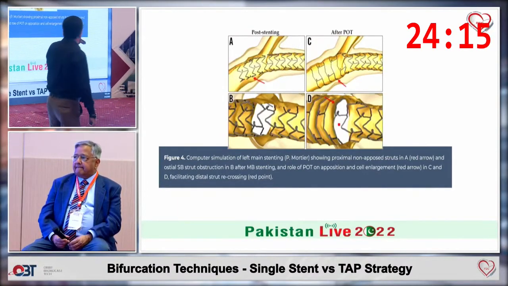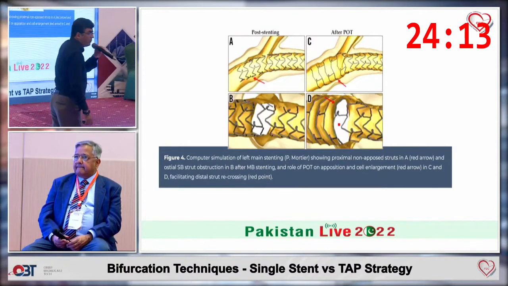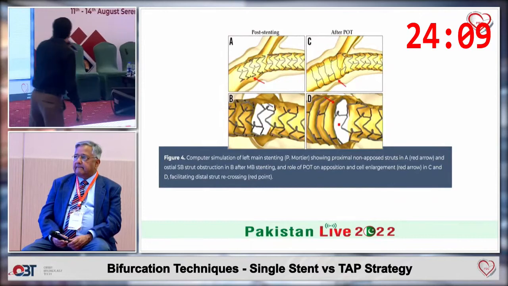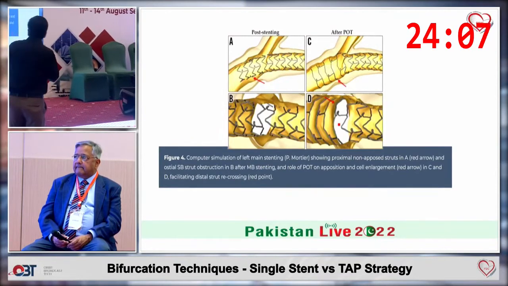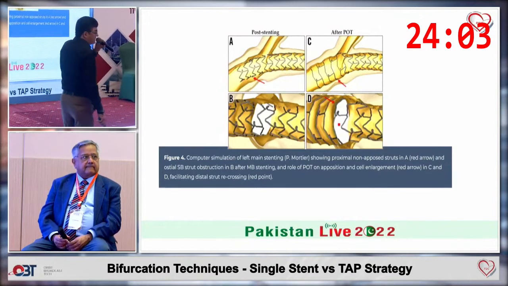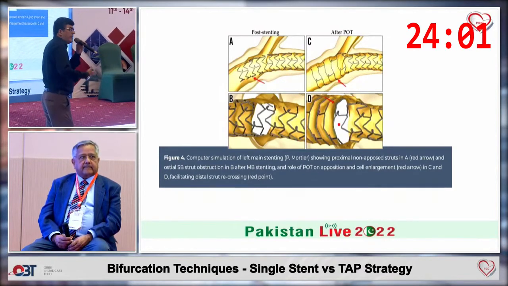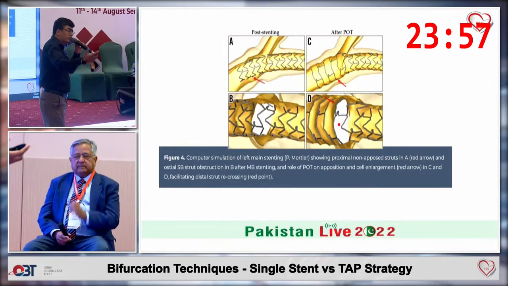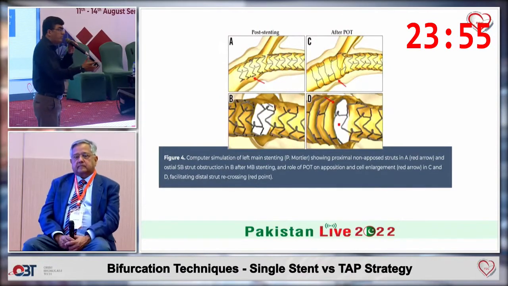This is a computer simulation. Why the POT is very important in almost all the stenting procedures now. Because what POT does, if you look at A, there's POT not being done, so there is a gap just behind the stent struts, and your wire inadvertently can go into this and then go into the side branch, not knowing that it was. So POT is very important. Before you redirect your wire to the side branch, you do a POT.